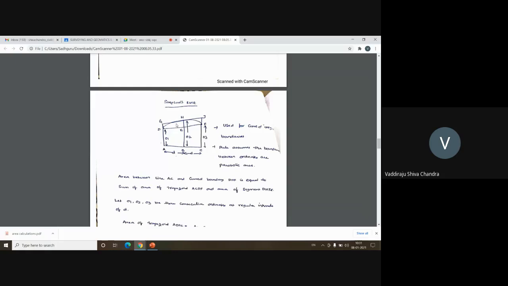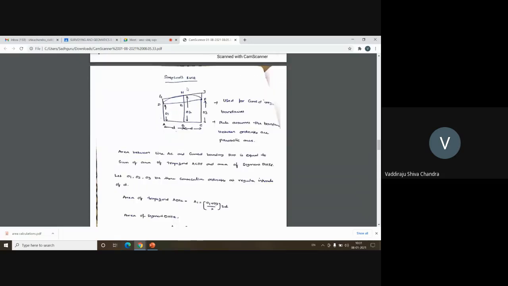In the earlier case, what happened? We just drew a straight line like this. But here we are assuming the curvature. This curvature is assumed to be a parabolic arc, of parabolic nature. So the area in this figure is calculated in the following fashion: the area between line AC and the curved boundary DHF. This is my actual area which is represented in the field.